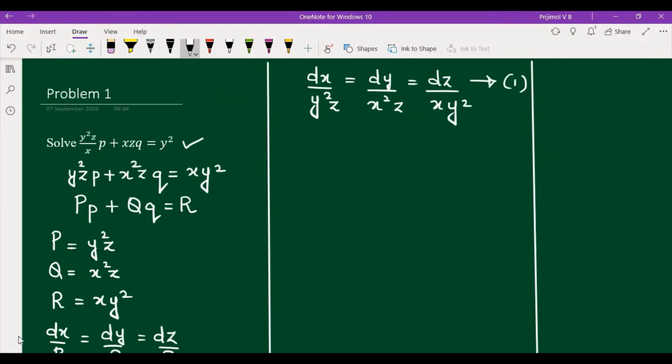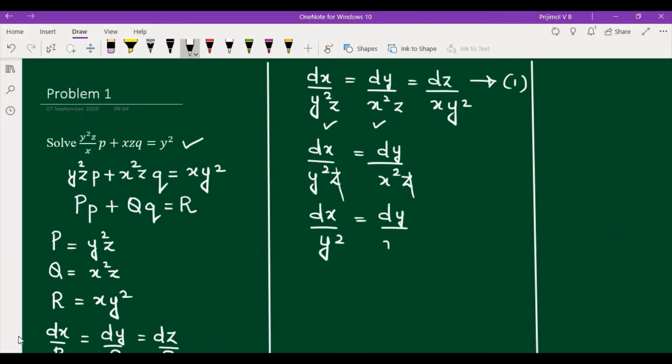Using this equation 1, we are going to find out two sets of solutions, u and v. Now you can consider any two ratios. Here I am considering the first and second ratio to find out my first solution. So you get dx by y square z equal to dy by x square z. I have taken only the first two ratios. You can cancel the common terms if you have. Now you will be left with dx by y square equal to dy by x square.